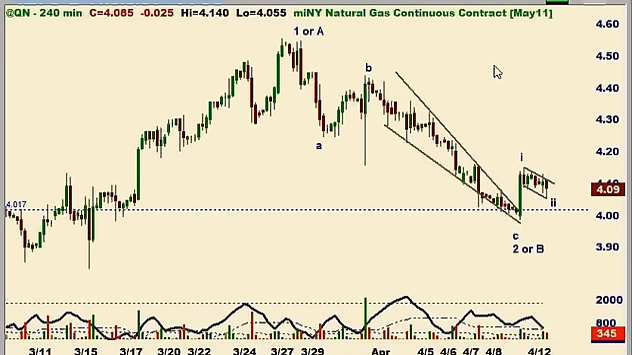And here is natural gas. This is actually the old chart of natural gas, and I had talked about the possibility that we had a 1-2 type pattern forming in natural gas, and that the bottom of this small wave 2 would be a buy.